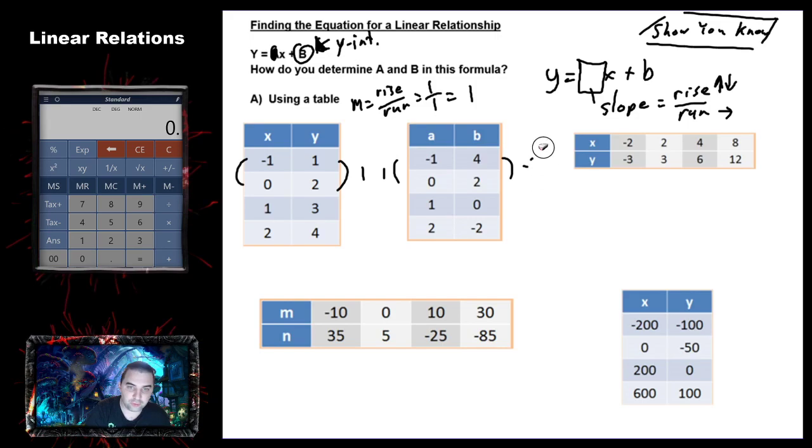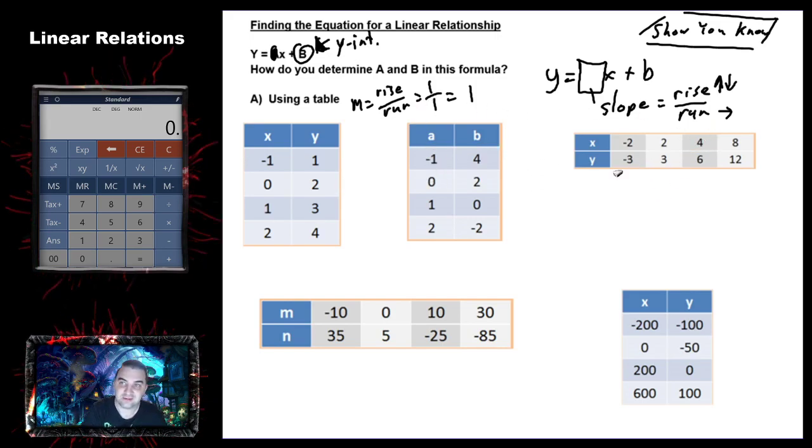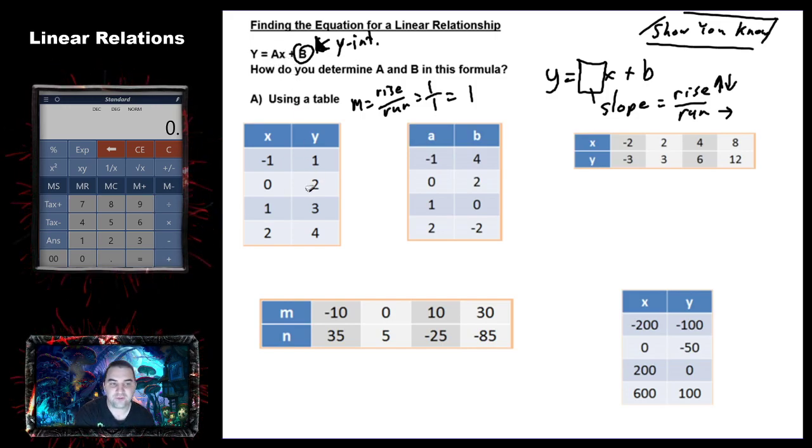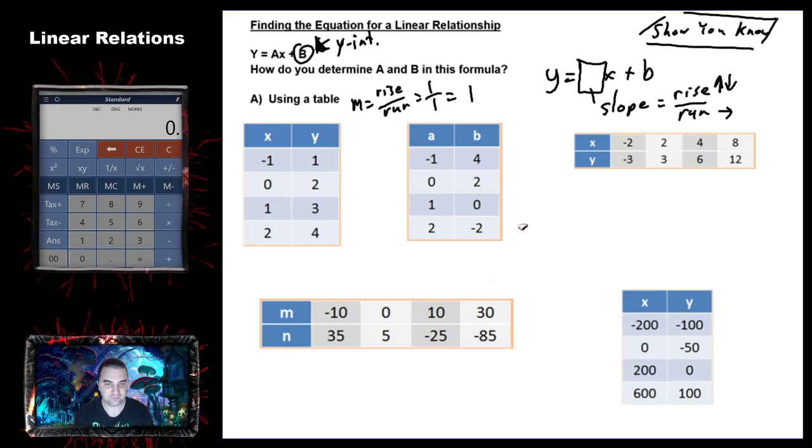So here's a good point for you to pause the video and test to see whether you can do this on your own, whether you can find the equation of the line, or at the very minimum, just the slope and the y-intercept. So go ahead now, pause the video.